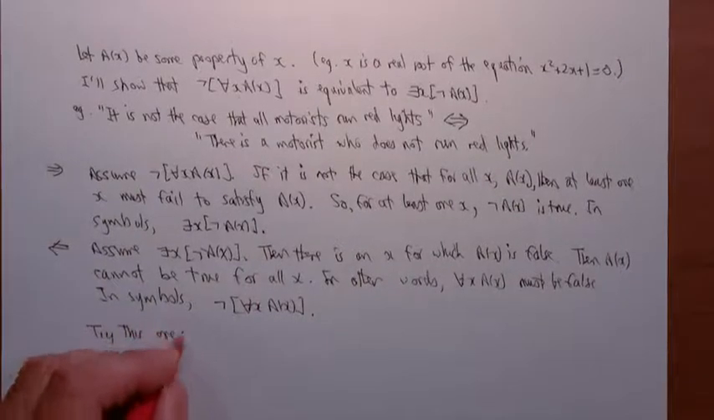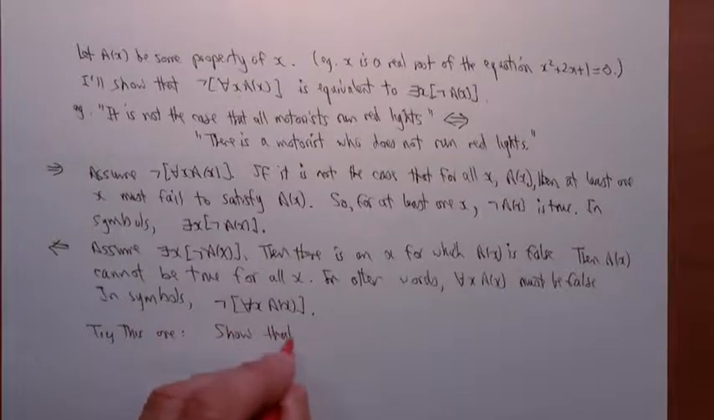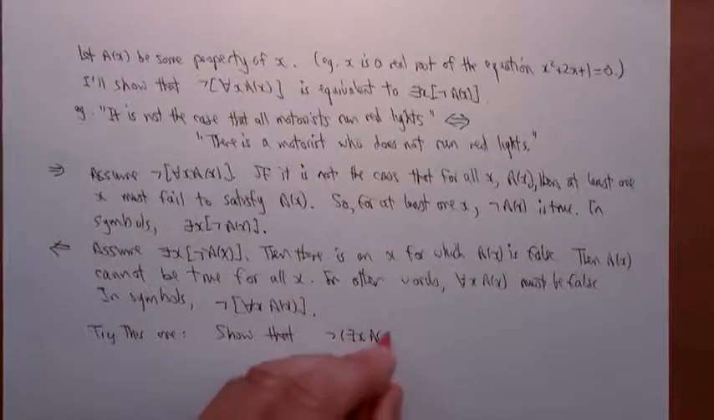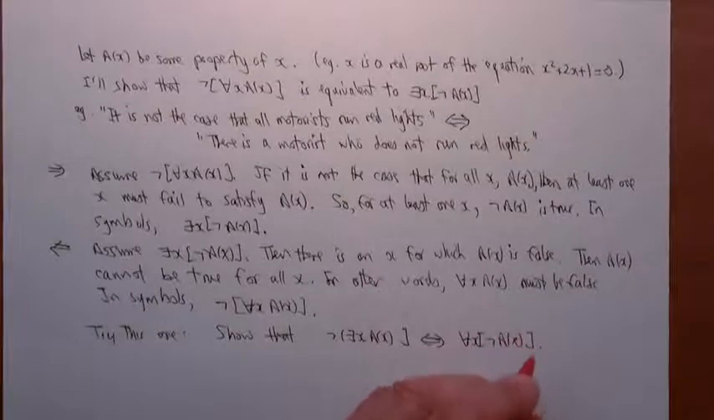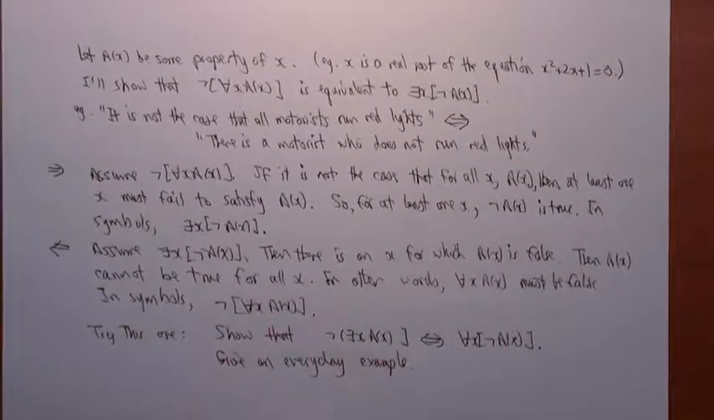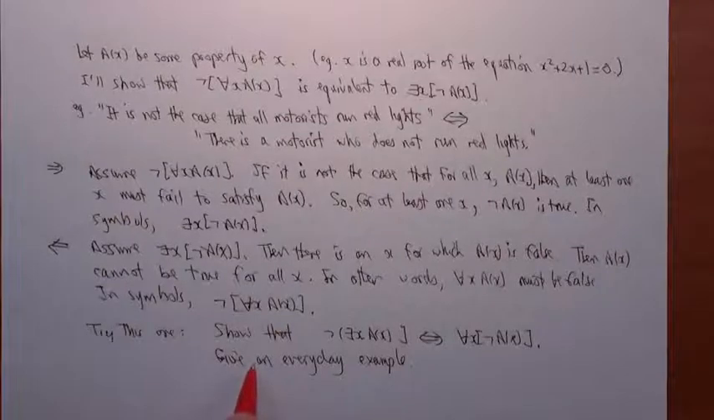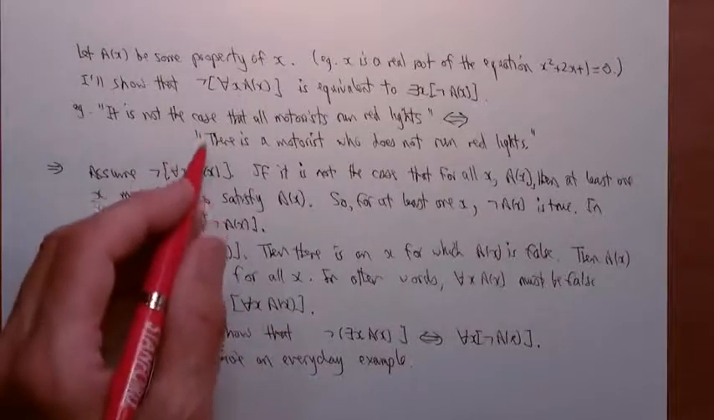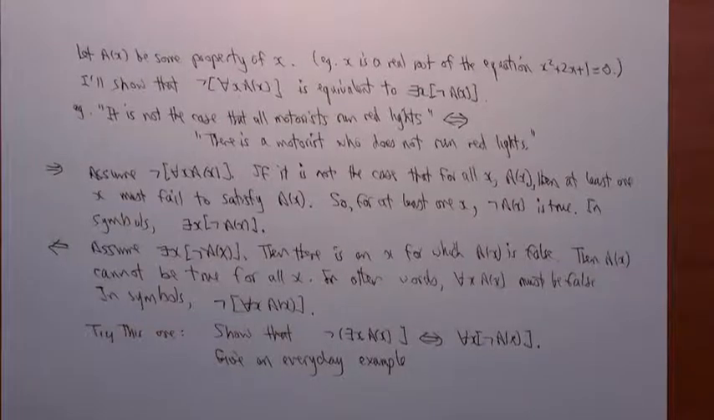Okay, why don't you try this one? Show that not there exists an x, A of x is equivalent to for all x, not A of x. And before you start, you might want to look at an everyday example. This is coming up as an example in the assignment for this lecture, but you might want to try it now while this example is fresh in your mind. Okay, good luck on that one.